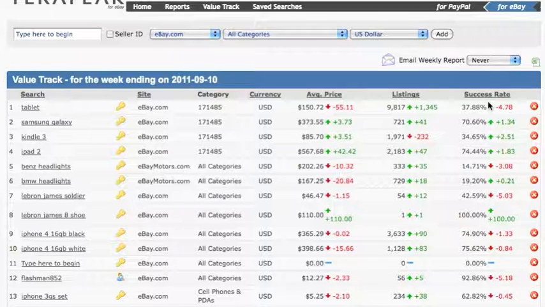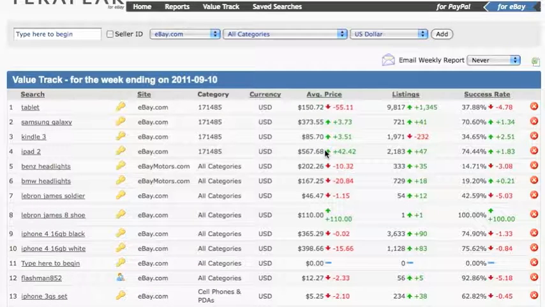On the next 3 rows, you'll find 3 different types of tablets: the Samsung Galaxy, the Kindle 3, and the iPad 2. By putting these products next to the keyword tablet, the seller can easily tell how popular each tablet is relative to the segment on average. For example, if you look at the tablet, last week, the price dropped on average by $55, while the success rate dropped by 4.78%. So that's about a 10 to 20% drop on average across the entire segment.